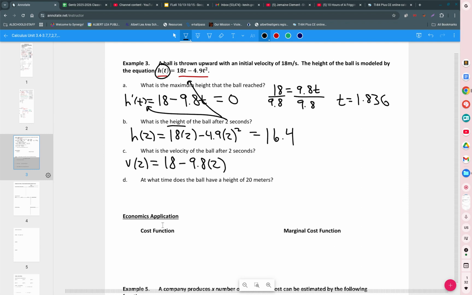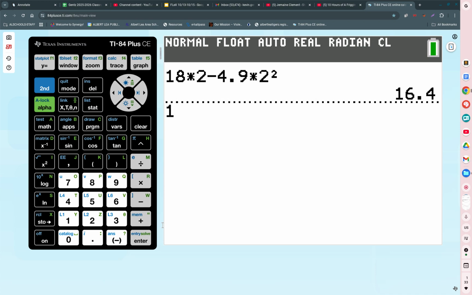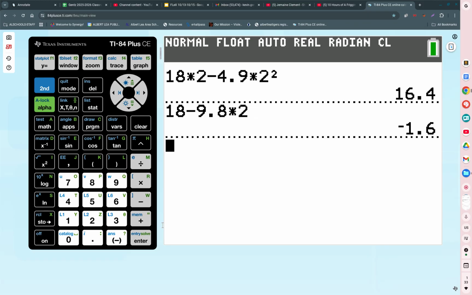Let's just be smart about it now so we can make sure we assess the reasonableness of the solution. At time 2, is it on its way down or on its way up? On its way down. It reached its maximum height at 1.8 seconds. So it's on its way down. So if it's on the way down, the velocity should be negative. Let's see if that works out. We have 18 minus 9.8 times 2, and I get negative 1.6.